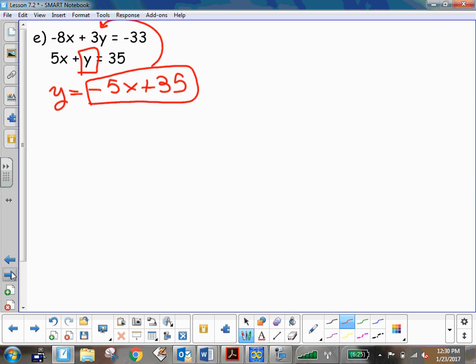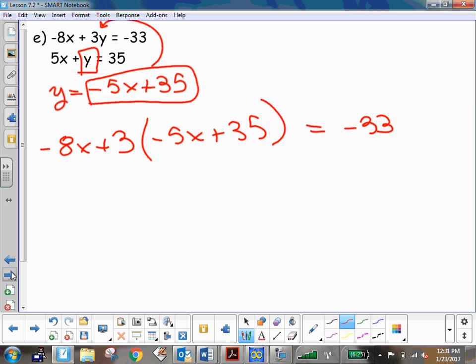And what am I going to do with that? What am I going to multiply negative 5x plus 35 by? 3, right? Because that's what it's telling me to do. It's telling me to take 3 times y. So negative 8x plus 3 times negative 5x plus 35, close my parentheses, equals negative 33. And then I distribute. So go ahead and show those arrows.